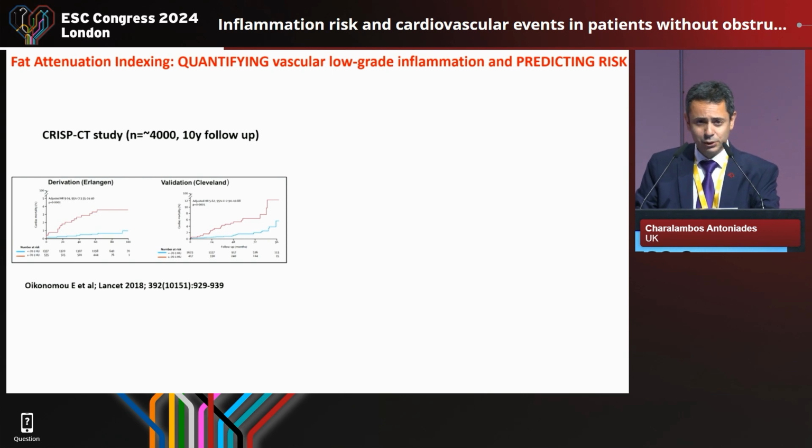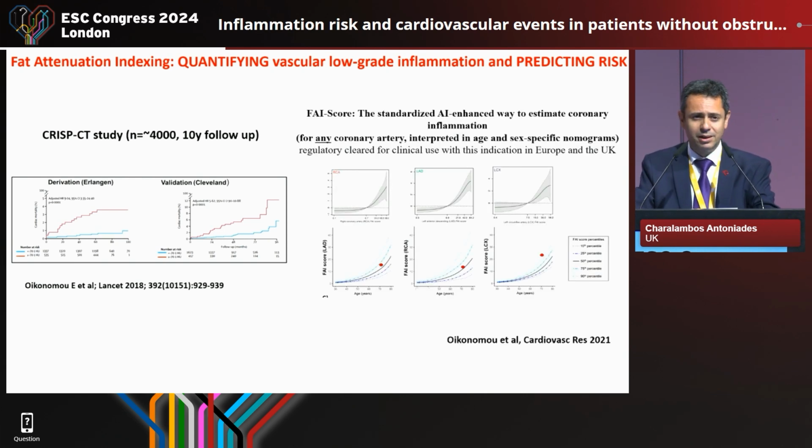After the first observation, we tried to turn this into a clinical tool, but of course the bar is very high to get attenuation readings on a CT and turn them into a standard label that will be regulatory cleared. That led us to the development of a standardized index called the fat attenuation index score, which is essentially the only recognized biomarker in cardiac CT that has received the label by the European regulators and the UK as a biomarker of coronary inflammation per se.